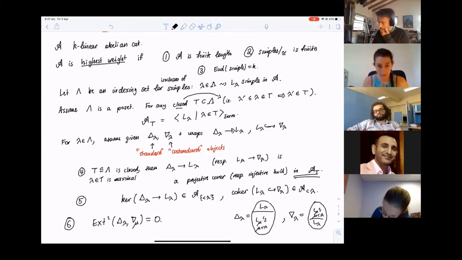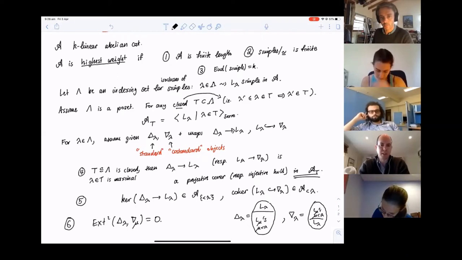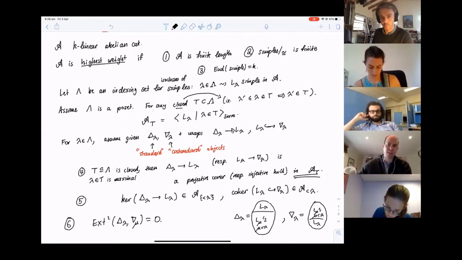Okay, so now this is the definition of highest weight, so I'm about to move on to the next page. Geordie, can I just ask a question before you do? Sure. In condition four, obviously a special case of that is when C just consists of all the things less than or equal to lambda. So do you actually need the extra assumption that it holds for all closed T that also contain some other stuff incomparable to lambda? I'm pretty sure you do, yeah, when you want to make the induction.